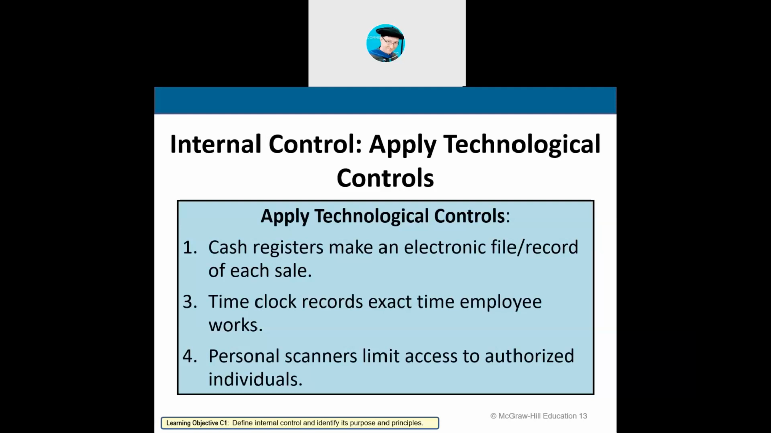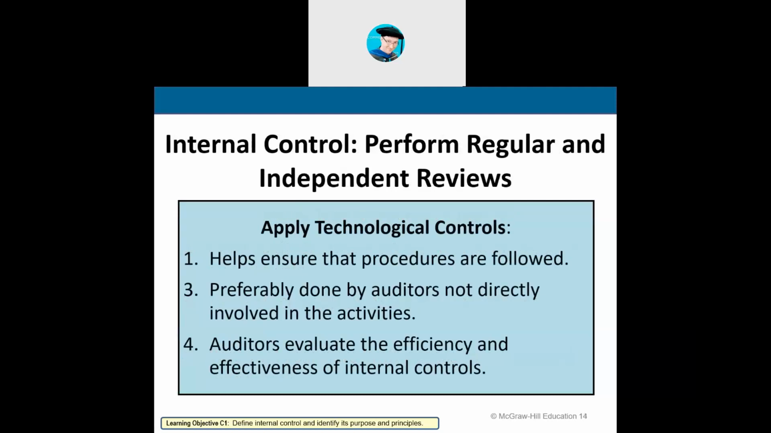Technological controls, cash register, very helpful. It's all electronic. A time clock keeps records of employees' hours worked. Scanners limit the access to authorized individuals. So think of a time clock. You go into work, you clock in, you clock out for lunch, you clock back in, you clock out to go home. What that does is it keeps track of the hours that you worked. It's a way of controlling payroll expenses. Cash registers track sales, right? So there's a lot of technology that helps us to track our expenses and our transactions. They help us to ensure that policies and procedures are followed.